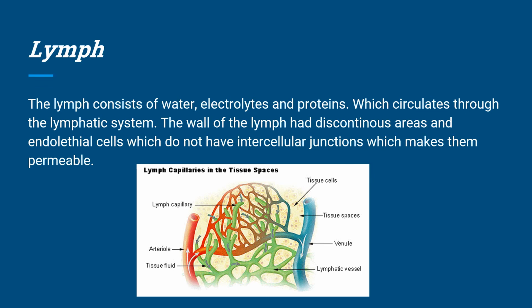The lymph consists of water, electrolytes, and proteins, which circulates through the lymphatic system. The wall of the lymph vessel has discontinuous areas and endothelial cells which do not have intercellular junctions, which makes them permeable.